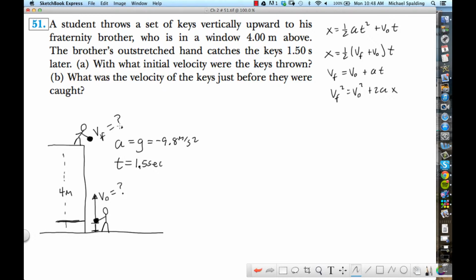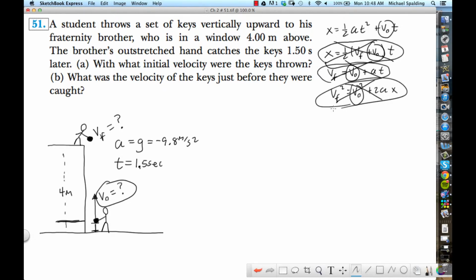So guys, how the heck can we find V initial with the data that we have? Now I wrote the kinematics up here. We're looking for V initial, so I'm going to circle all the V initials. Why will the second equation not work? We don't have V final. Why will the third equation not work? We don't have V final. So the second equation is out, the third equation is out, and the fourth equation is out. That leaves the first equation. This is the equation that's going to solve the problem.